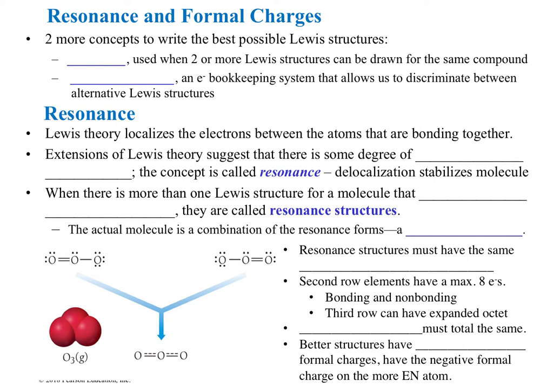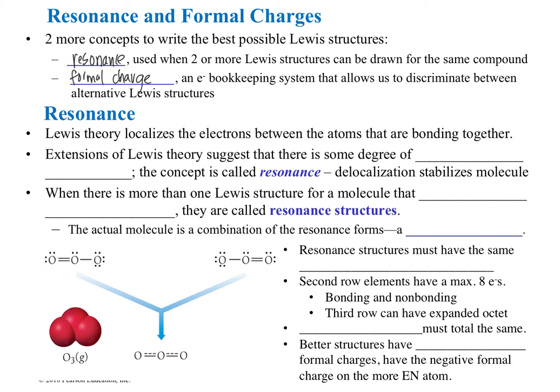Okay, moving on. So the next part we're going to talk about is resonance versus formal charge. This is going to help us to write the best possible Lewis structures we can. So resonance is when we have 2 or more possible Lewis structures for the same compound. And formal charge is like a bookkeeping way that we can keep track of how electrons are on different resonance structures and figure out which one's going to be the best.